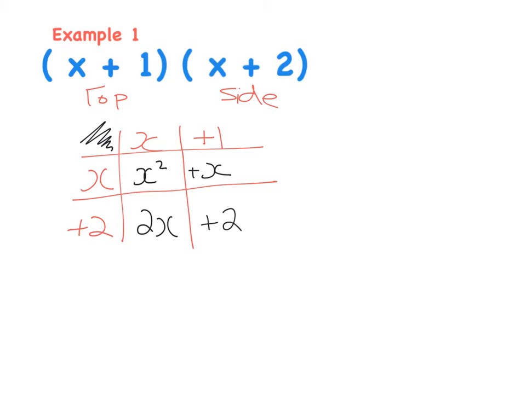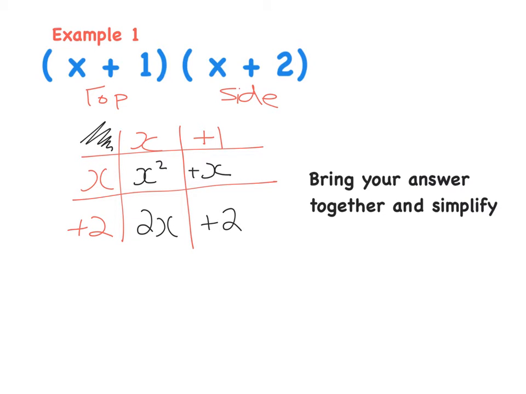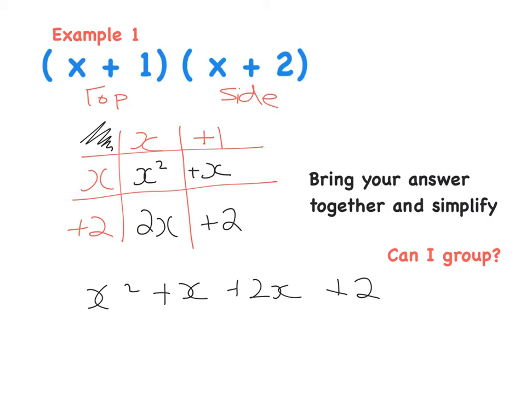Okay, so I'm now going to bring my answer together and see if I can simplify. And it is x squared plus x plus 2x plus 2. And I'm going to ask myself, can I group this answer? And I will notice that I have two things the same. I have a 1x and a 2x, and I can bring them together. And 1x and 2x will give me 3x. And so my answer will be x squared plus 3x plus 2, because obviously I can't bring anything else together here.